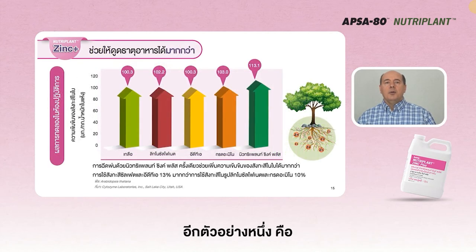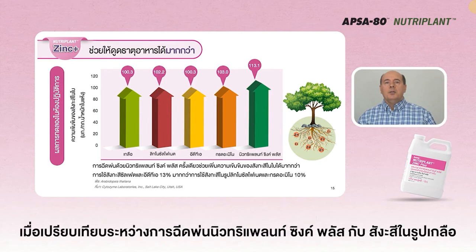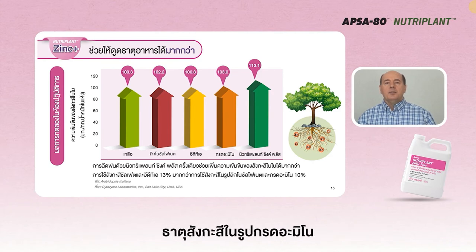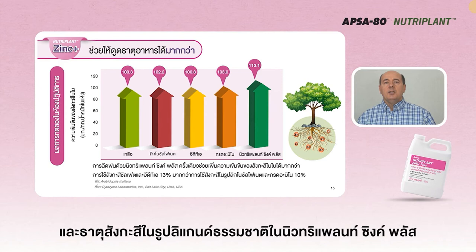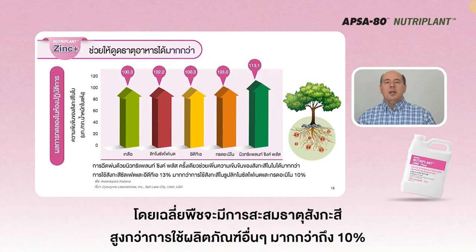Here is another example looking at the leaf zinc concentration. We compared the naturally chelated zinc to salts, lignosulfonates, EDTA, and amino acids. Zinc concentration in the leaves was the highest after the application of naturally chelated zinc when compared to other products. It was on average more than 10% higher than other products on the market.